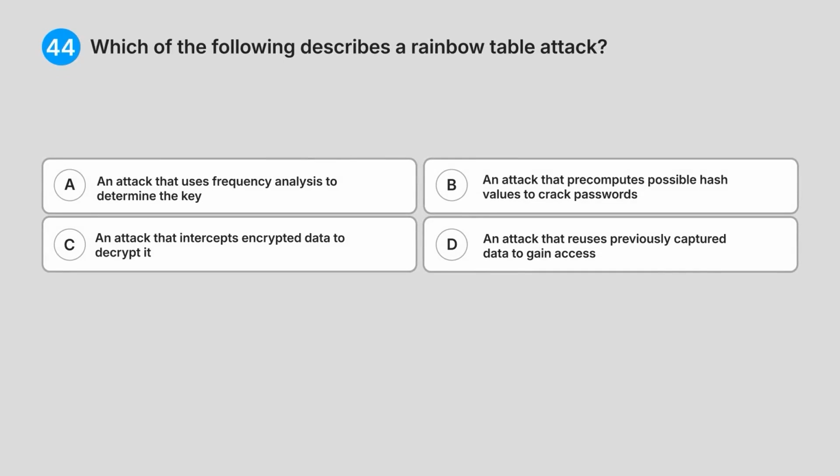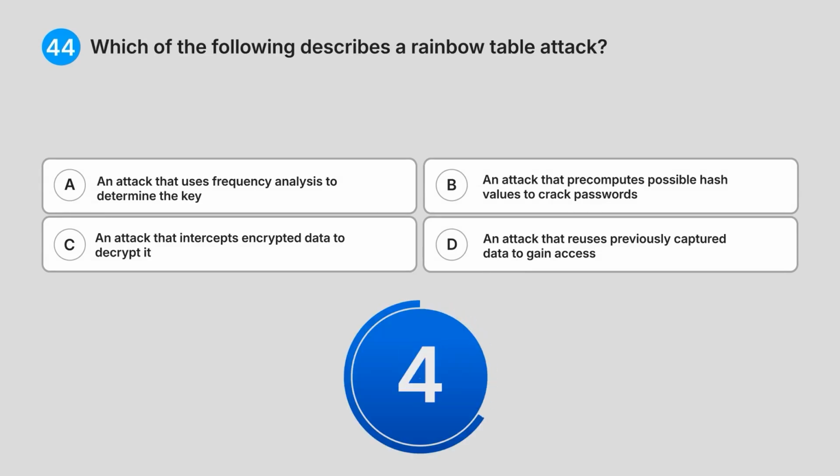44. Which of the following describes a rainbow table attack? A. An attack that uses frequency analysis to determine the key. B. An attack that pre-computes possible hash values to crack passwords. C. An attack that intercepts encrypted data to decrypt it. D. An attack that reuses previously captured data to gain access. What do you think is the answer?